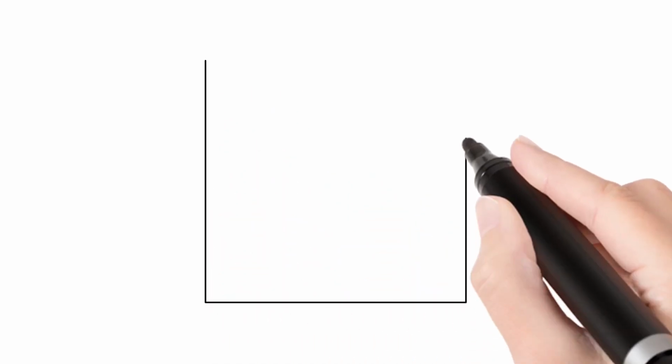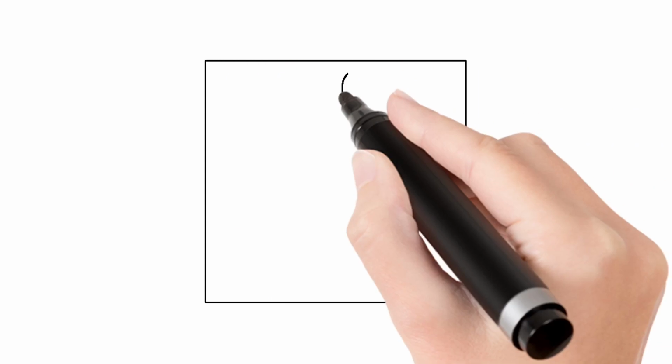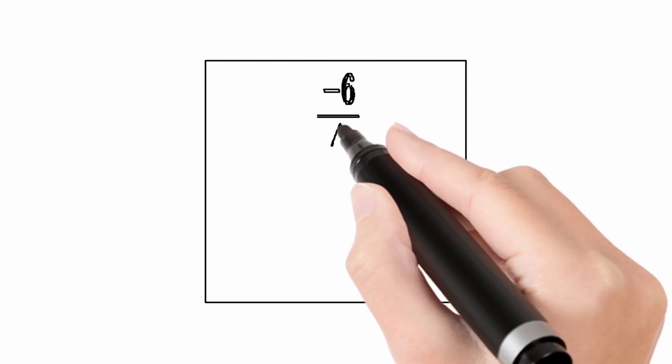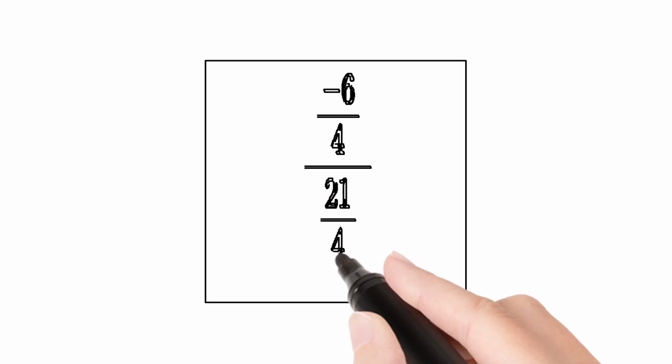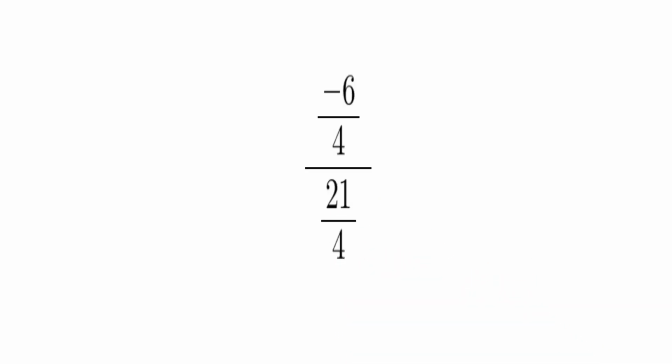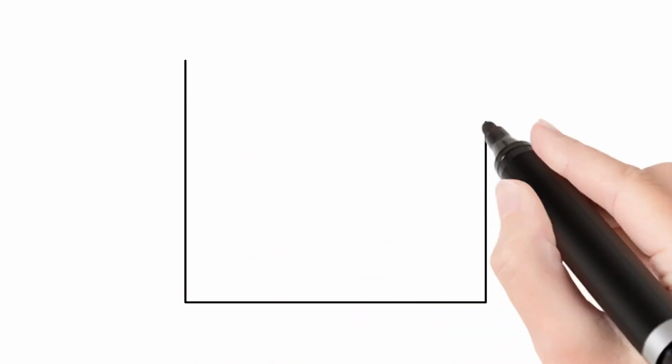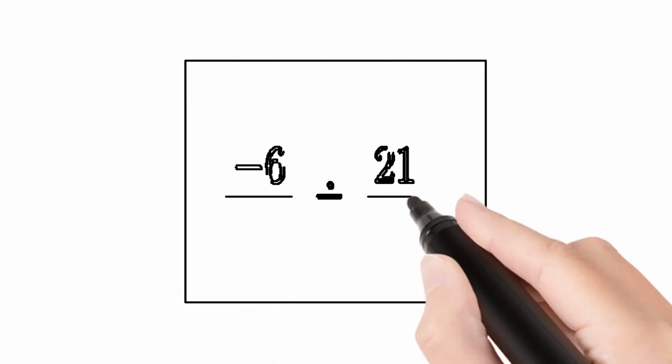Proceeding further at our numerator, we have 19 minus 25 equal minus 6. Hence, we have minus 6 over 4 as our new numerator. And our equation becomes minus 6 over 4 divided by 21 over 4. This is also very much the same as minus 6 over 4 divided by 21 over 4.